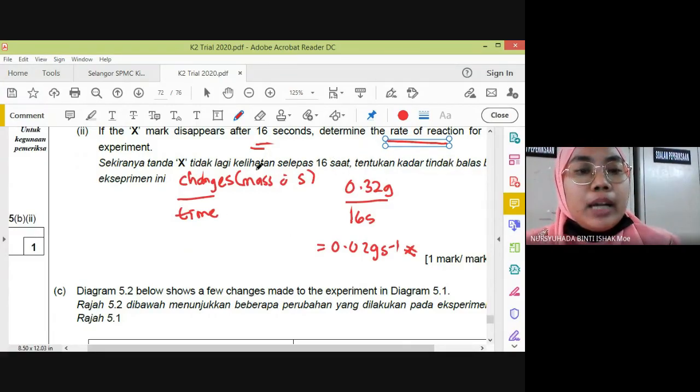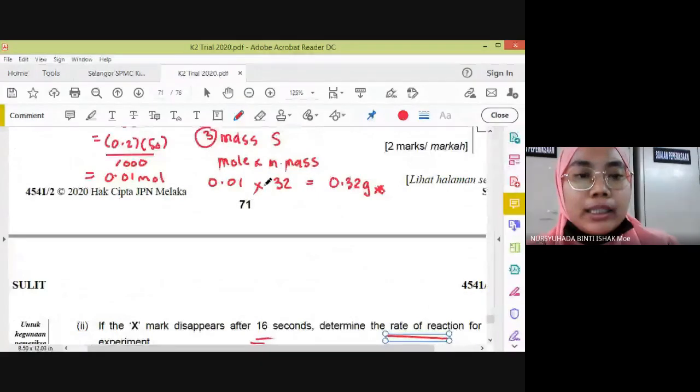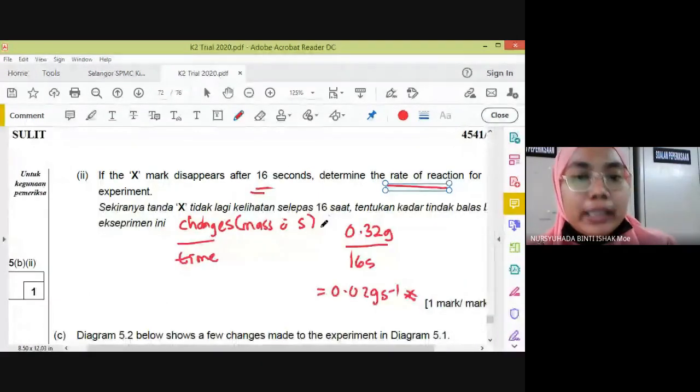To determine the ROR, mesti tengok changes. So in this experiment, the changes is mass of sulfur form. Mass of precipitate form, kita divide by time. So 0.32 dapat daripada mana? Kita dah kira tadi mass of sulfur dekat atas. And then divide by 16 yang dia bagi dekat soalan tadi.